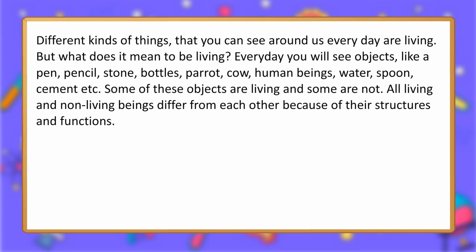Different kinds of things that you can see around us every day are living. But what does it mean to be living? Every day you will see objects like a pen, pencil, stone, bottles, parrot, cow, human beings, water, spoon, cement, etc. Some of these objects are living and some are not.